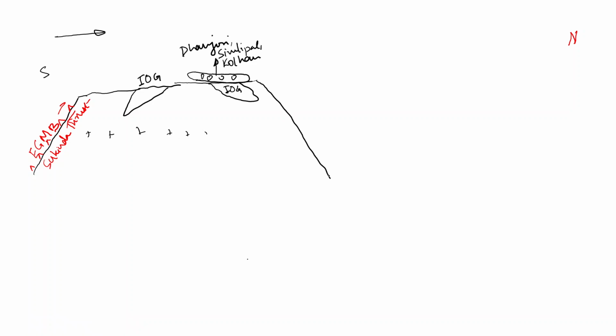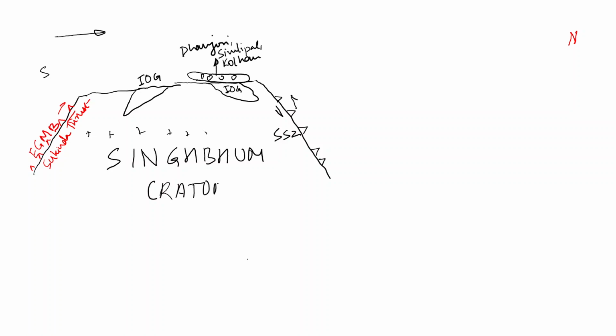Then comes the northern tectonic boundary of the Singhbhum Craton, which is the Singhbhum Shear Zone. So between these two, it is the Singhbhum Craton. Then, if we now move towards the Singhbhum Mobile Belt towards the north, then first of all, we have the pelitic rocks over here.